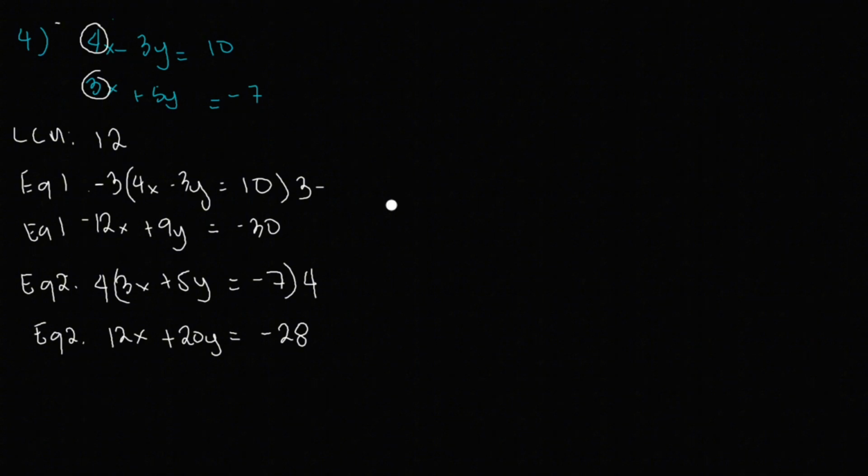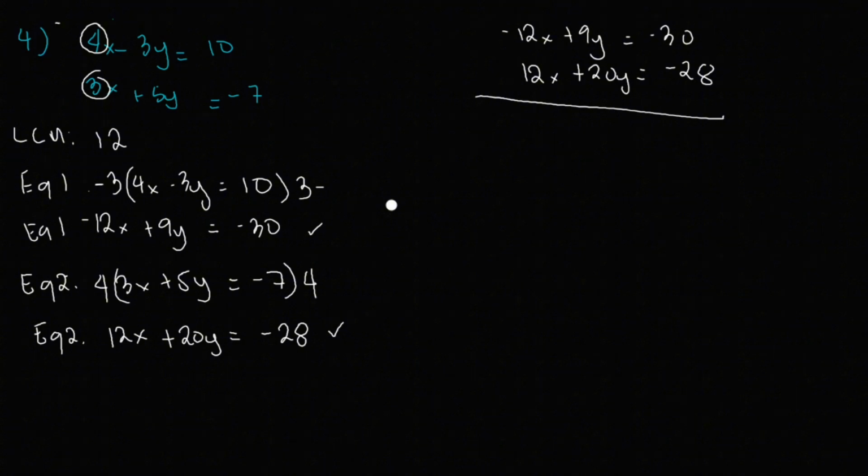And the next step that you need to do is to simply rewrite your system, the new equations. So you have negative 12x plus 9y is equal to negative 30, followed by 12x plus 20y is equal to negative 28. Then, we can now eliminate variable x. Now, 9y plus 20y will give you 29y is equal to negative 30 minus 28 is negative 58. Then, solve for y.